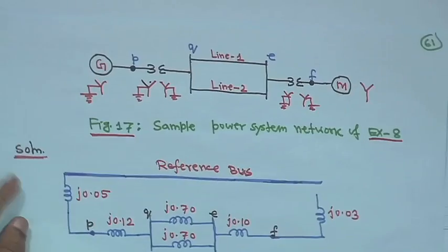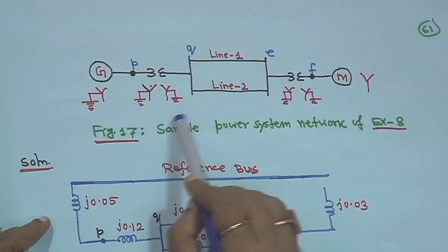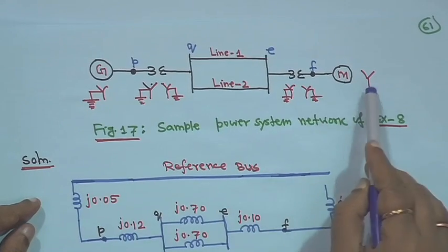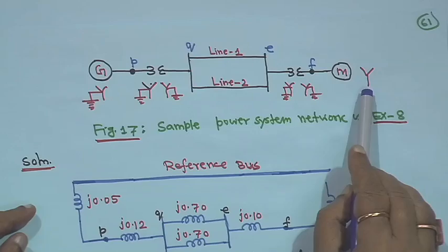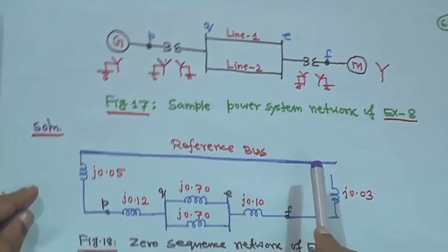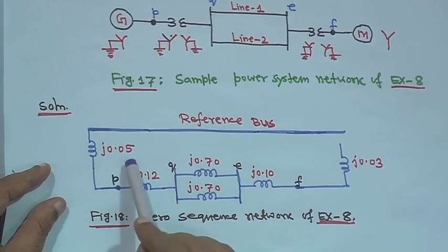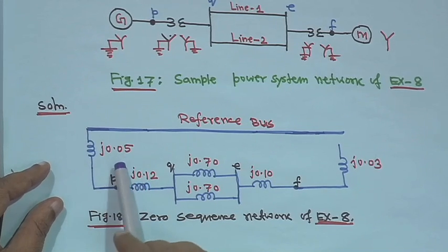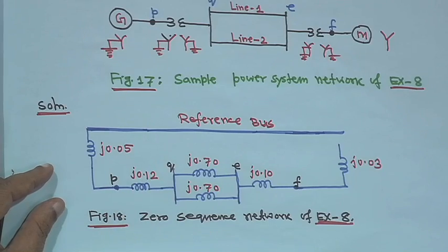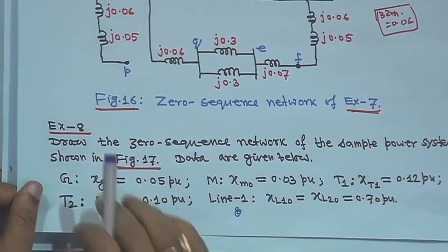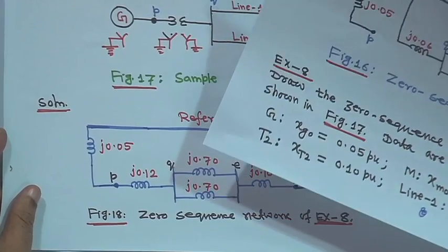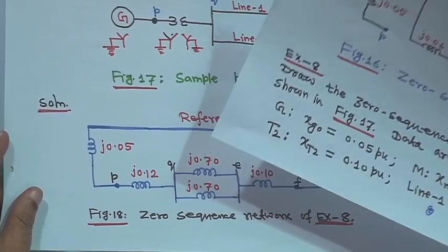In this case, same thing, but no delta or star-delta transformer. It is all star grounded, but the motor is ungrounded. So, you take the reference bus. The generator star is grounded, and for the generator no Zn is given. So, you just take J 0.05, as the data are given.